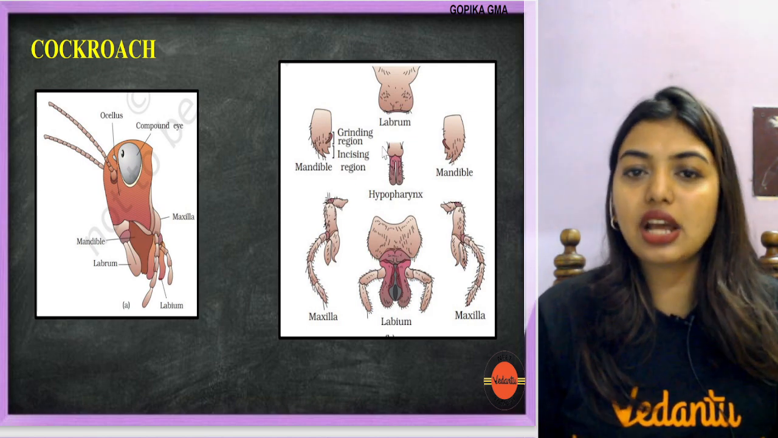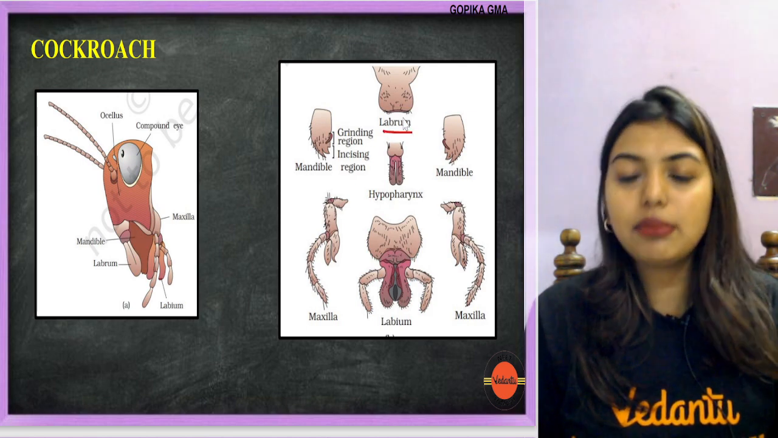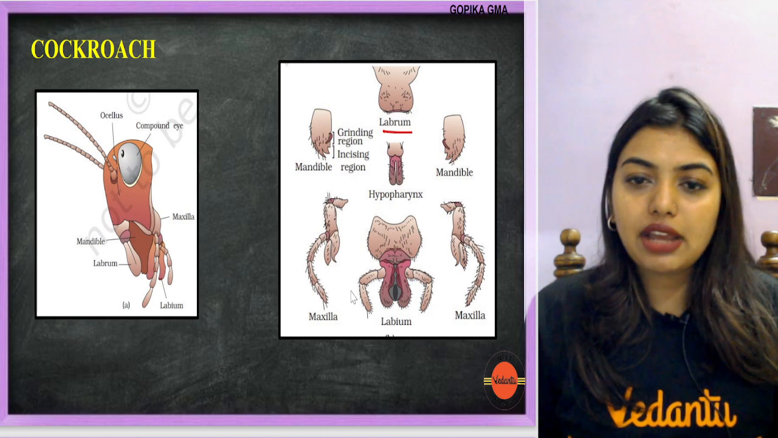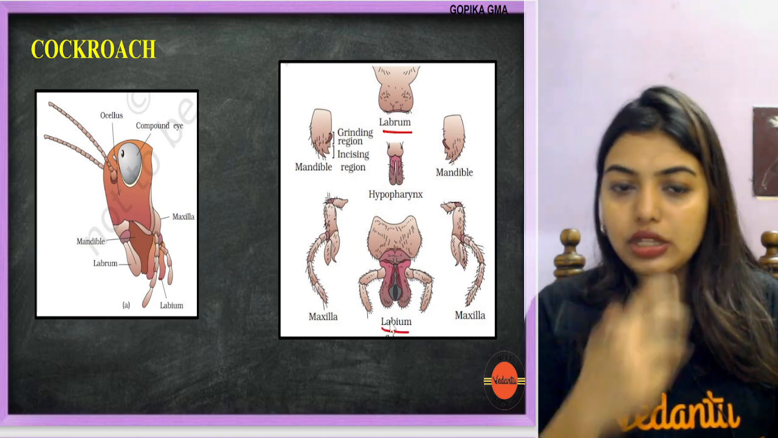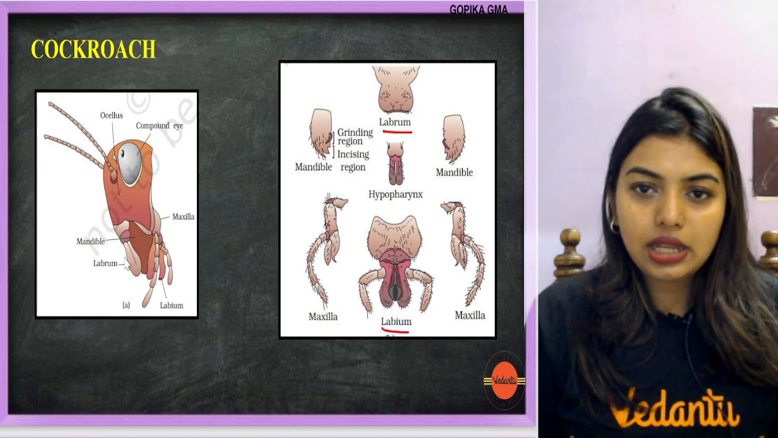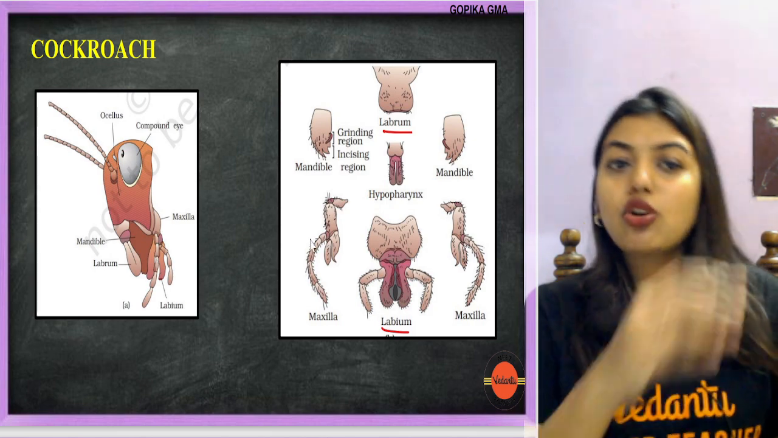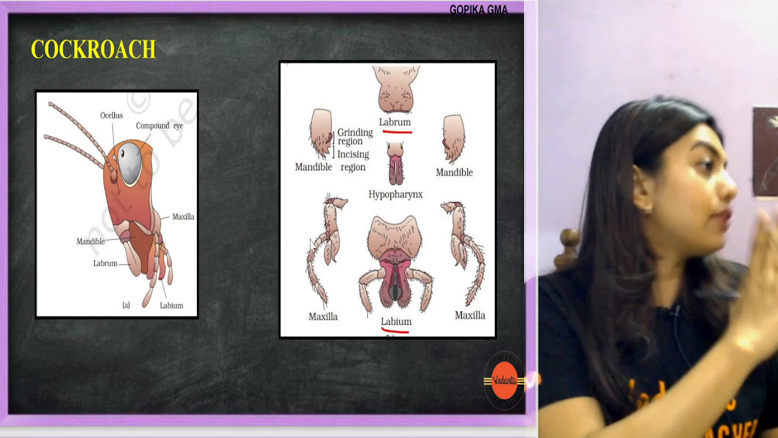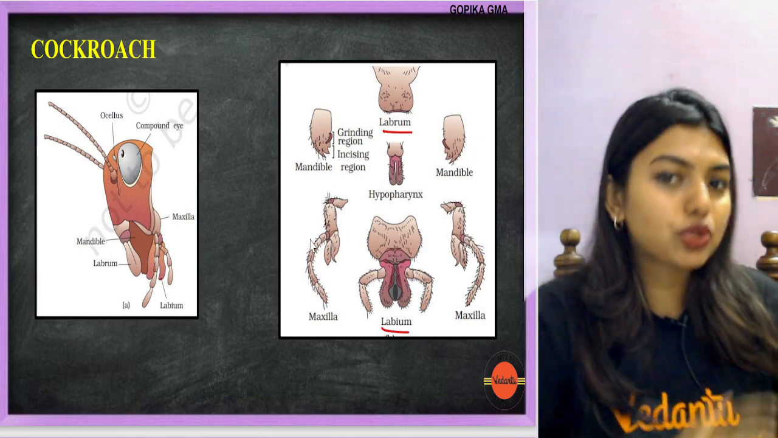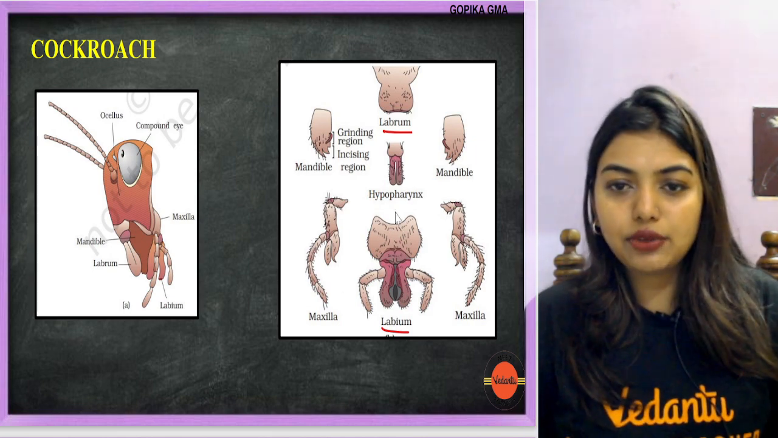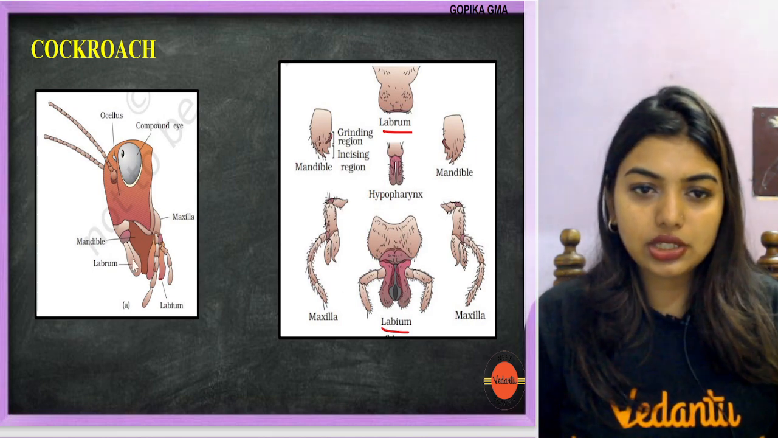Now if we enlarge the mouth parts, you will be able to see labrum, which will form the upper lip. Then we have labium, which will form the lower lip. So here you can see the labium, the lower lip. And then students, for this cockroach, they have given the side view. So imagine you'll only be able to see one portion of it. If I do a side view of this, you will only be able to see this region. That is what you're seeing here.